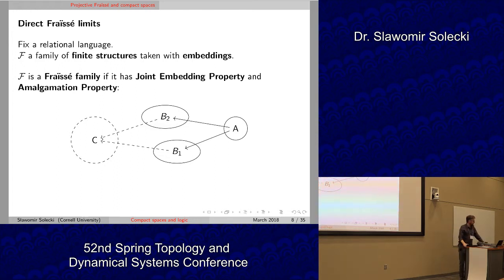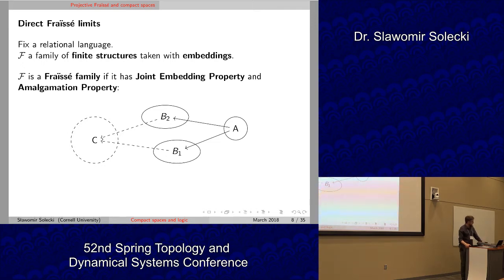The joint embedding property looks like a special case of this. Joint embedding property means simply that given B1 and B2, without A, there is a C to which I can embed both B1 and B2. This is because we don't allow empty structures, so the joint embedding property is not a particular case of this. But the joint embedding property is usually trivial to check. This one often requires some work.